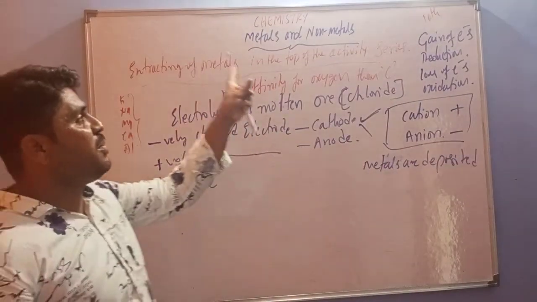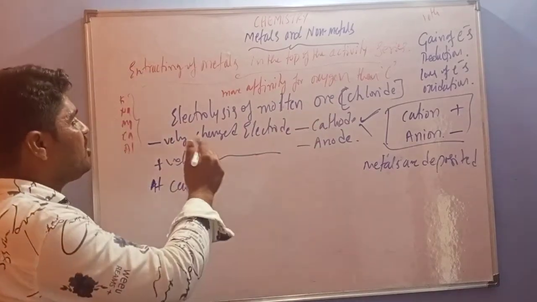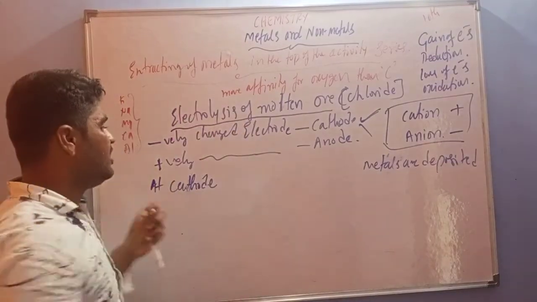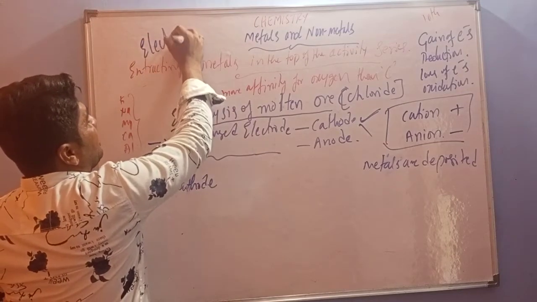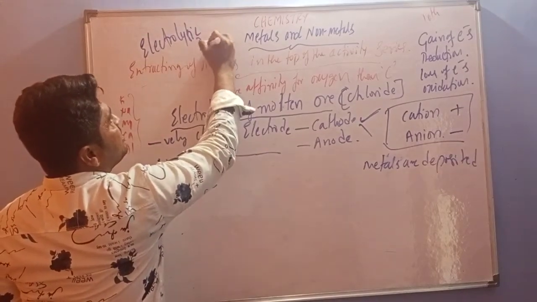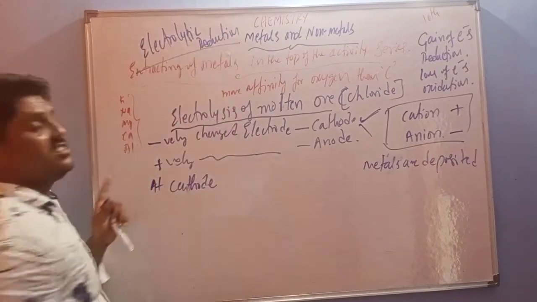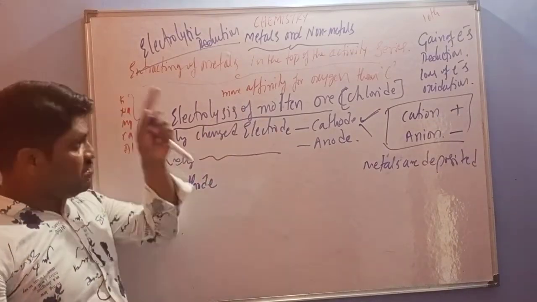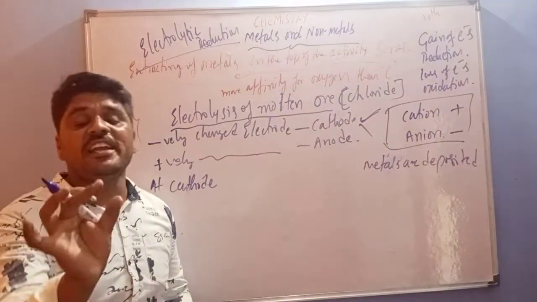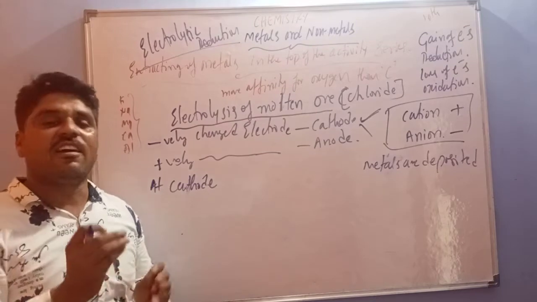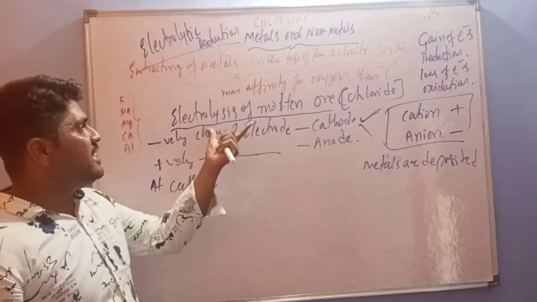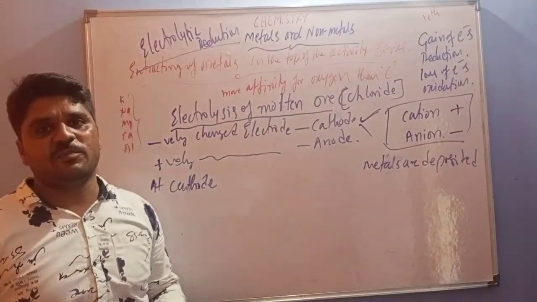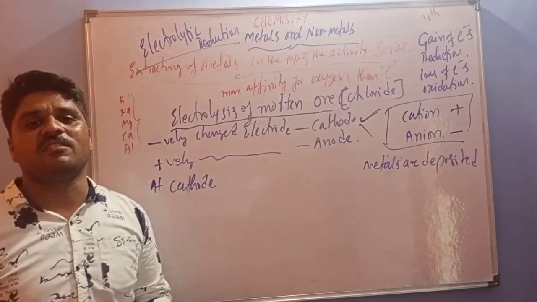In extracting metals at the top of the activity series, we have to follow the electrolysis of molten ore, that means electrolytic reduction. Please remember electrolytic reduction. From this method we have to extract the metals. These metals are never found free in nature as elements. When they are present in molten ores, you have to follow electrolytic reduction. Reduction means the process of gaining electrons.